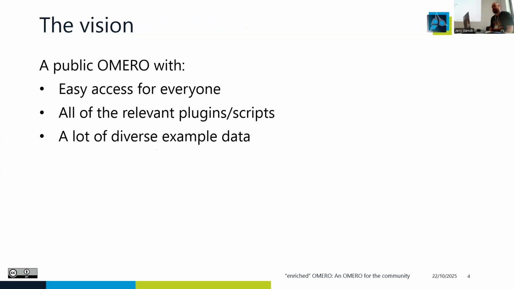So the next iteration was, we still want this. We still want people to have an OMERO to test around on or in or with. So the vision changed a bit. A public OMERO with basically three columns. Easy access for everyone, all of the relevant plugins and scripts that might be needed to test things with, and a lot of diverse example data or sample data to actually test workflows, or how my plugins are working with 5D data or FLIM data, stuff like that. So I'm going to run through the three columns now.